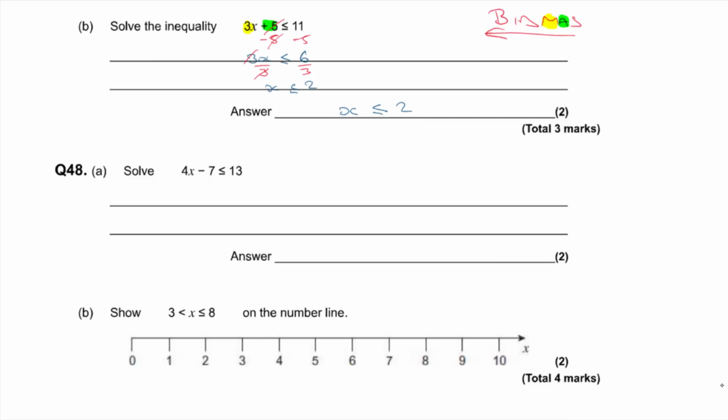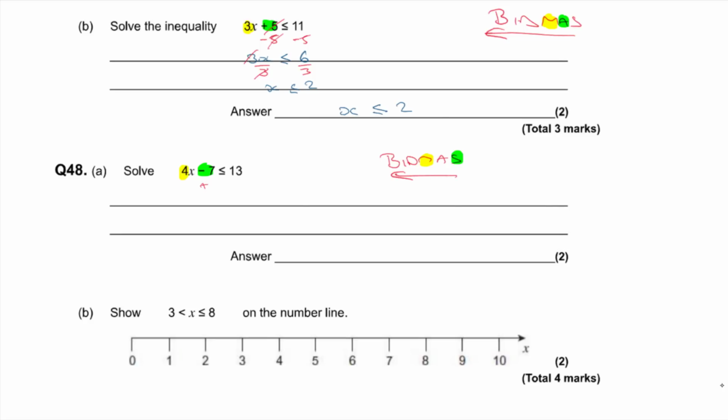48a, solve 4x minus 7 is less than or equal to 13. Again, I've got a multiplication and a subtraction this time. So again, using BIDMAS backwards, I've got a multiplication, I've got a subtraction. I'm going to deal with the subtraction first, aren't I?